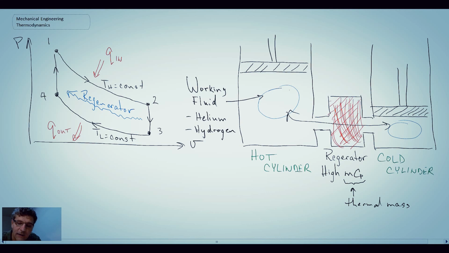So that is the example of the PV diagram, as well as the configuration of the Stirling.